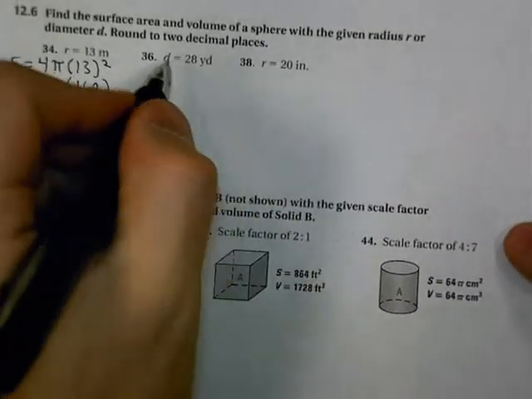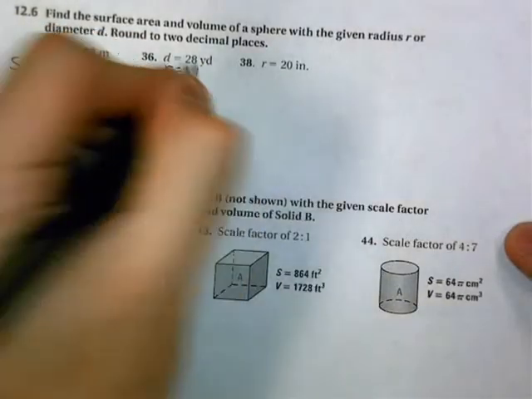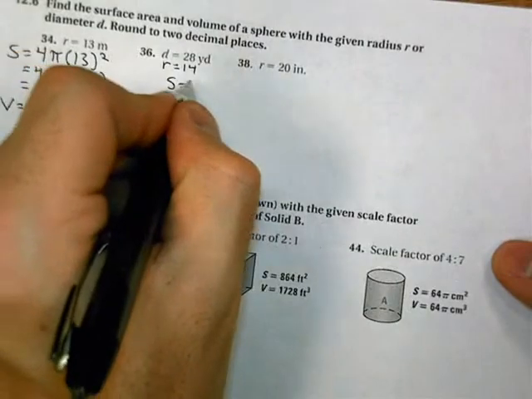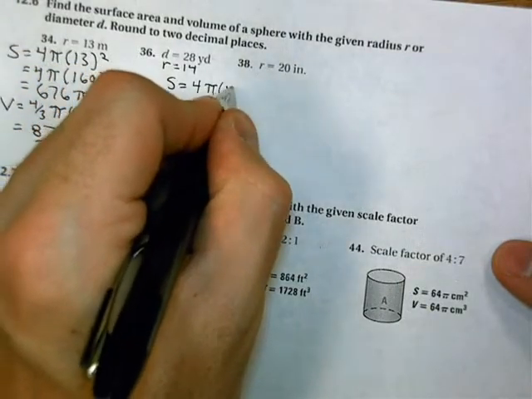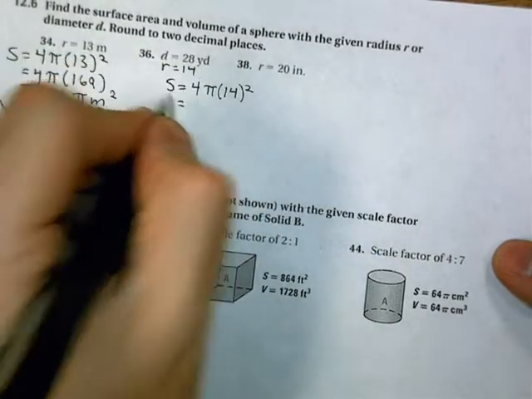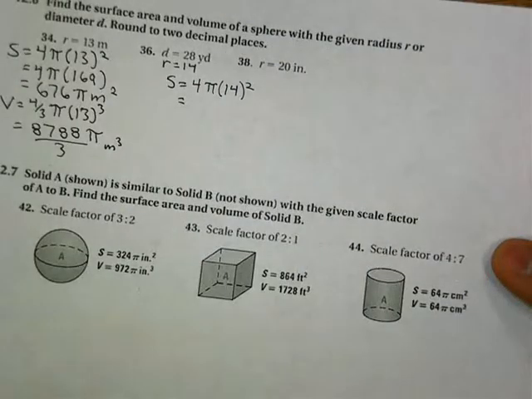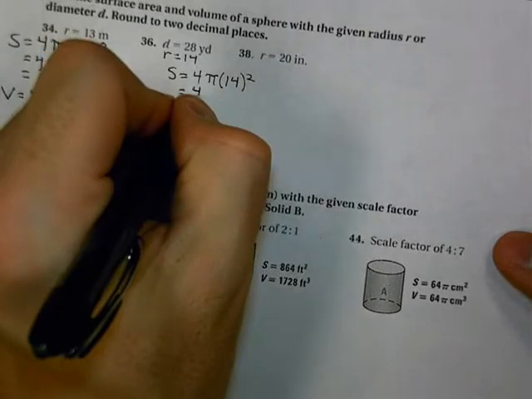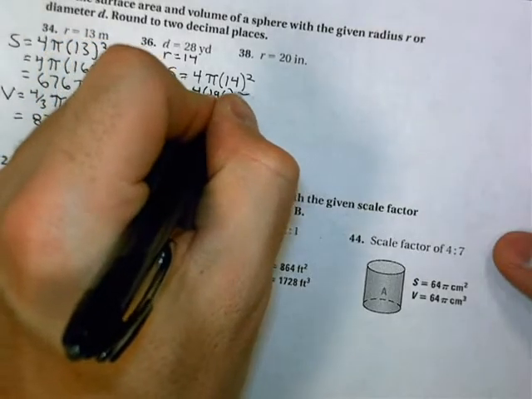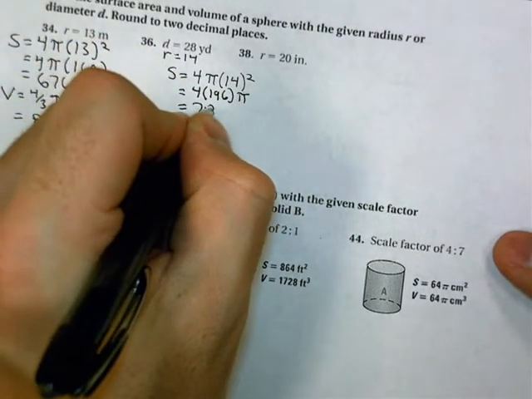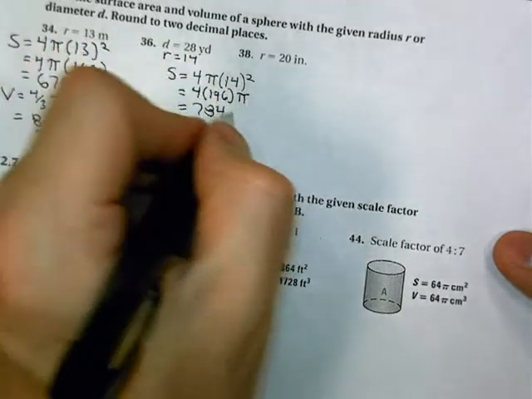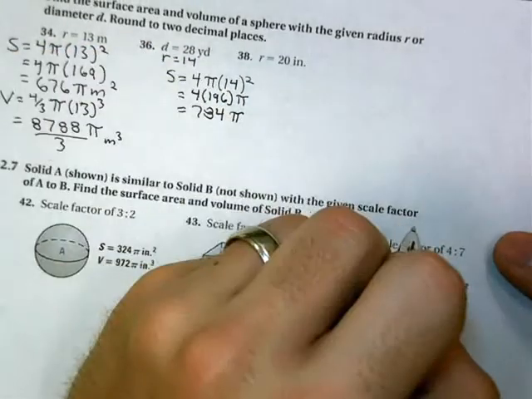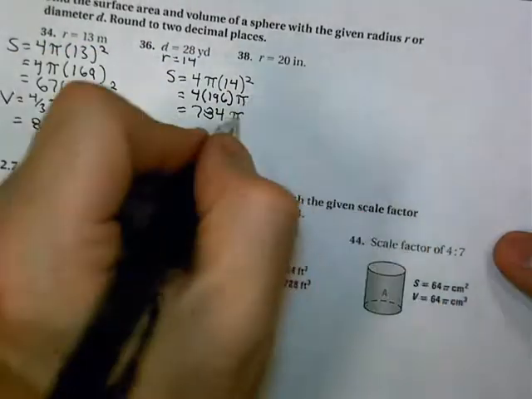Number 36, our diameter is 28, so our radius is 14. Surface area is 4 pi times 14 squared. 14 squared is 196. Times 4 gives us 784 pi, and that would be yards squared.